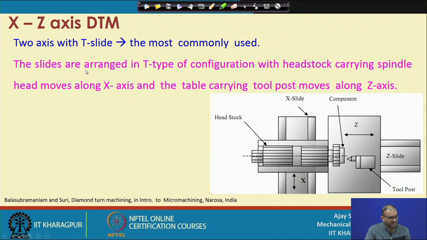The slides are arranged in a T type configuration, with the headstock carrying the spindle head moving along the x axis and the table carrying the tool post moving along the z axis. That is what we have discussed: we are not giving both motions, x and z, to the tool. Instead, we are giving only z motion to the tool and x motion to the workpiece. So, that is called x and z axis DTM.